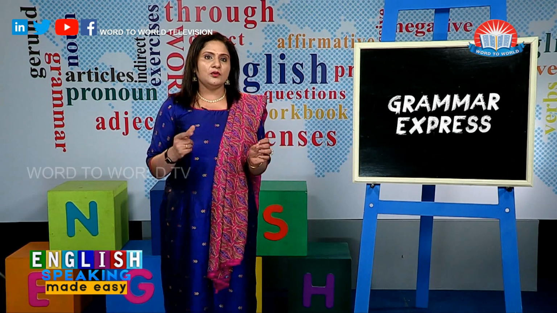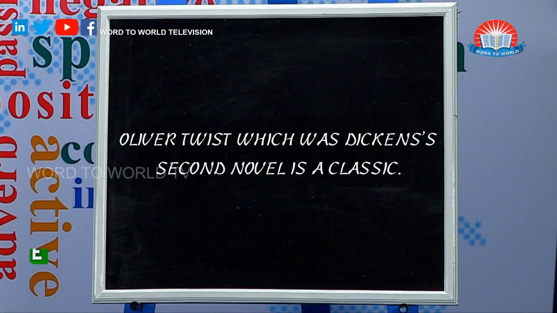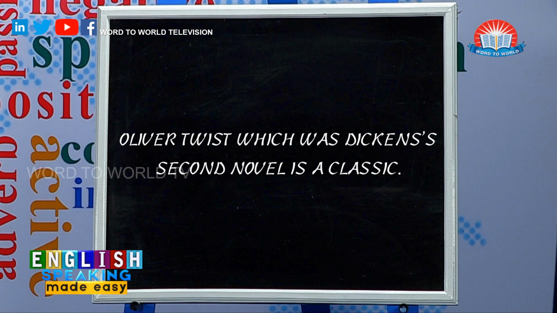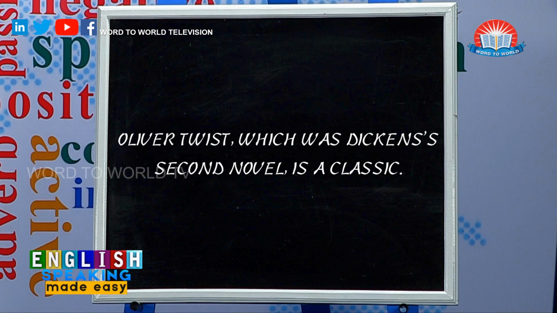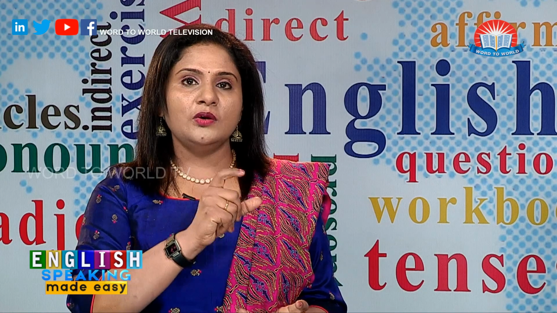On the other hand, if you look at this sentence, Oliver Twist, which was Dickens's second novel, is a classic. Here we have put a comma after Oliver Twist, and we have put a comma after novel. That is a removable part. So, Oliver Twist is a classic is all that you need to know. So, in a non-restrictive clause we put a comma.